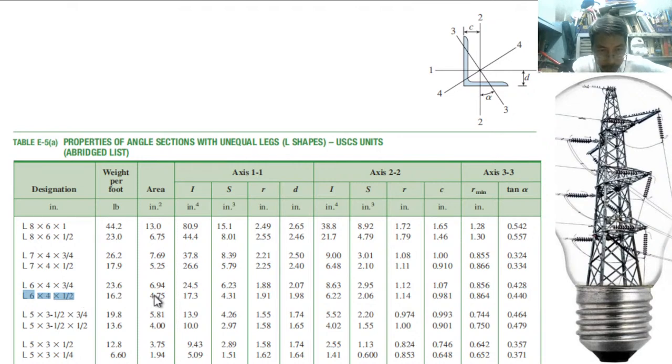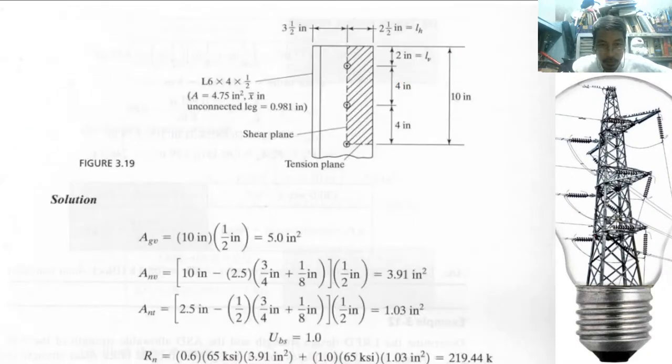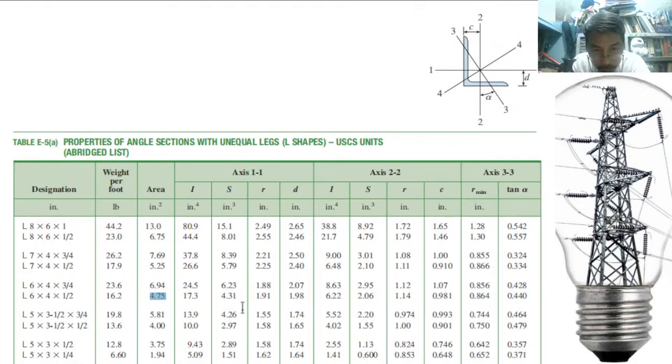We need the area. The area is 4.75. Then x-bar in the unconnected leg: the unconnected leg must be the 4, since we have 6 here, that is, 3 1/2 plus 2 1/2 equals 6. So the unconnected leg is 4. We always connect the wider leg. Let us find out the value of x-bar. From this figure there is no value of x-bar.